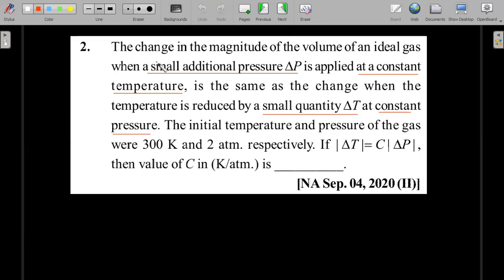Next one. The change in the magnitude of volume of an ideal gas when a small additional pressure delta P is applied at a constant temperature is the same as the change when the temperature is reduced by a small quantity delta T at constant pressure. The initial temperature and pressure of the gas were 300 Kelvin and 2 atmosphere respectively. If delta T is equal to C delta P, then the value of C is? He has given two different conditions: a gas initially taken through a constant temperature process, and second, a constant pressure process. Try to give it a try, and then we move on to the solution.